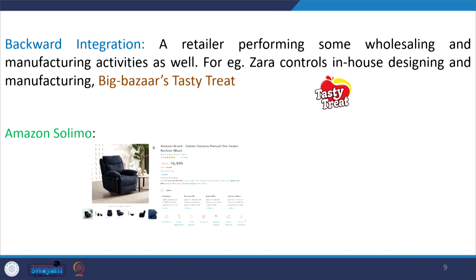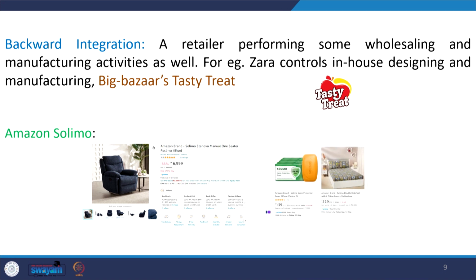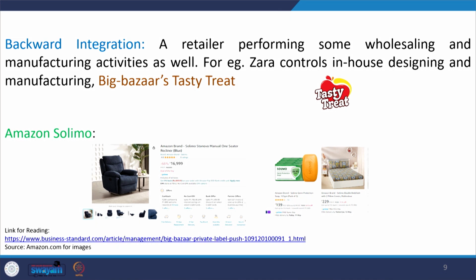Apart from that, online retailers also have their private label brand. What you see on the screen is one of the very popular private label brands by Amazon, which is called Solimo, and the recliner that you see belongs to this private label. Apart from that, the same brand has also ventured into manufacturing soaps as well as bed sheets. So all these products belong to Amazon's private label brand. But as far as private labels are concerned, we are definitely going to have a stretched module on private labels, because it is one of the very fascinating topics as far as retailing is concerned.